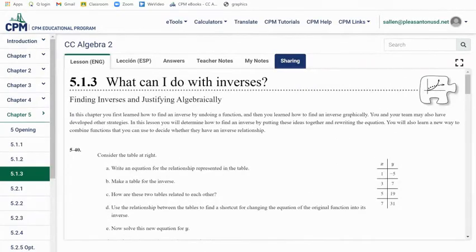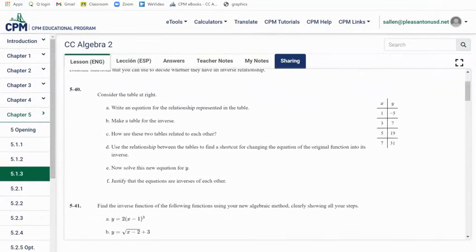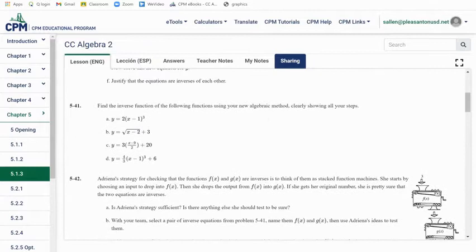Okay, so we are going to be looking at section 5.1.3, which is finding inverses and justifying algebraically. So we're actually going to skip problem 40, and we're going to go ahead and move to 41. So that will be our first classwork problem. It says to find the inverse of the following functions using your new algebraic method, clearly showing all of your steps.